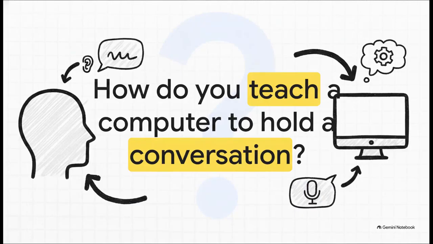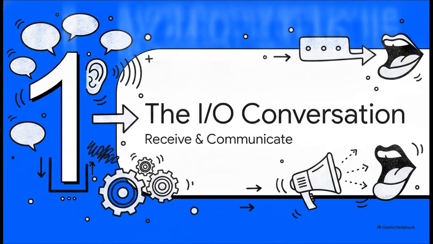So how do you teach a computer to hold an actual conversation? Let's think of our code not just as some static, boring calculator, but as a dynamic back-and-forth conversation between you and the machine. To make that happen, you have to give the computer the ability to listen, to actually think about what it just heard, and then formulate a proper response. To kick things off, let's look at part 1, the Python I/O conversation, receiving, processing, and communicating.